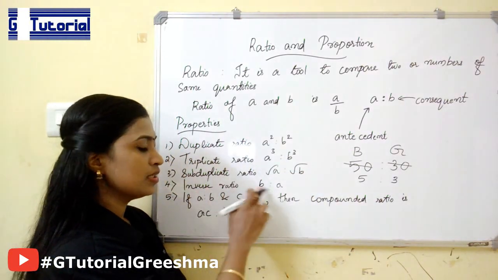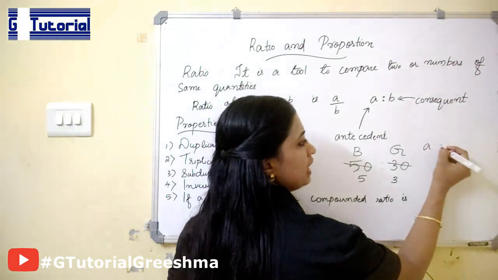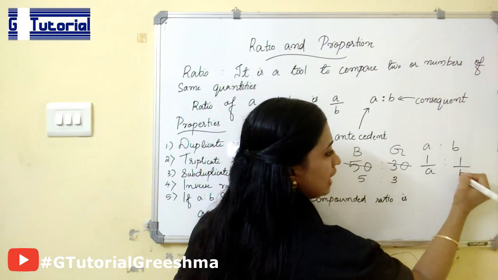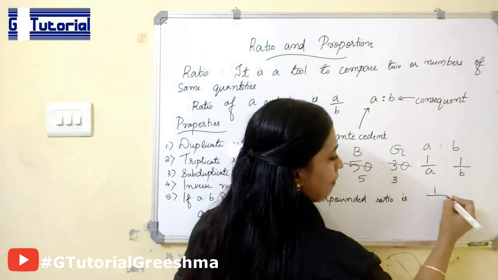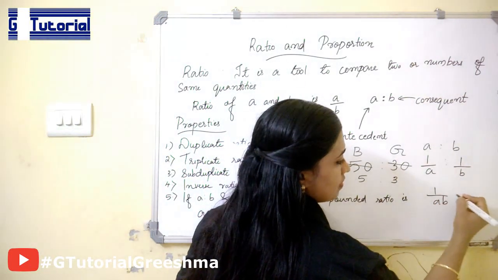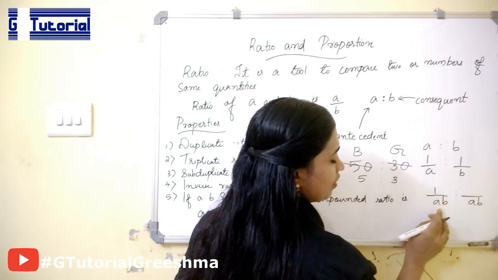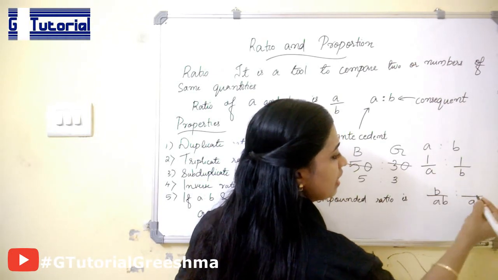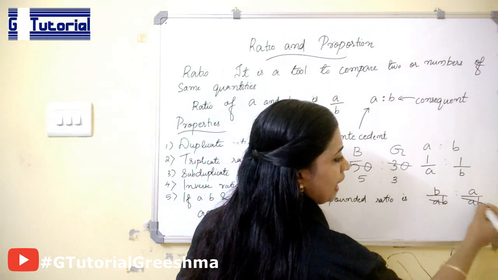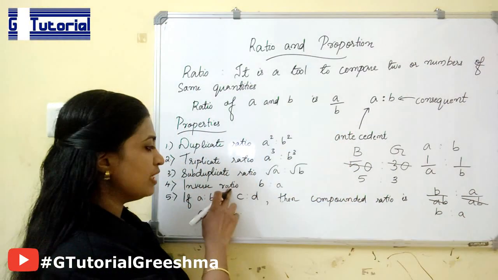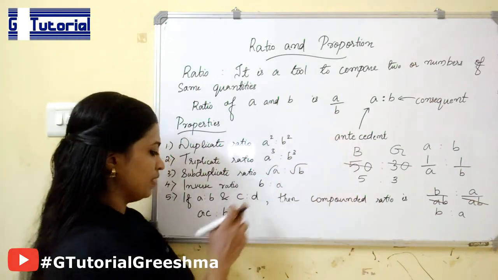Inverse ratio is, if A is to B is any ratio, then inverse ratio is 1 by A is to 1 by B. The LCM is 1 by AB. So to form AB, we have to multiply with B, and this AB and AB get cancelled. So B is to A is the ratio. So this is the inverse ratio of A is to B.